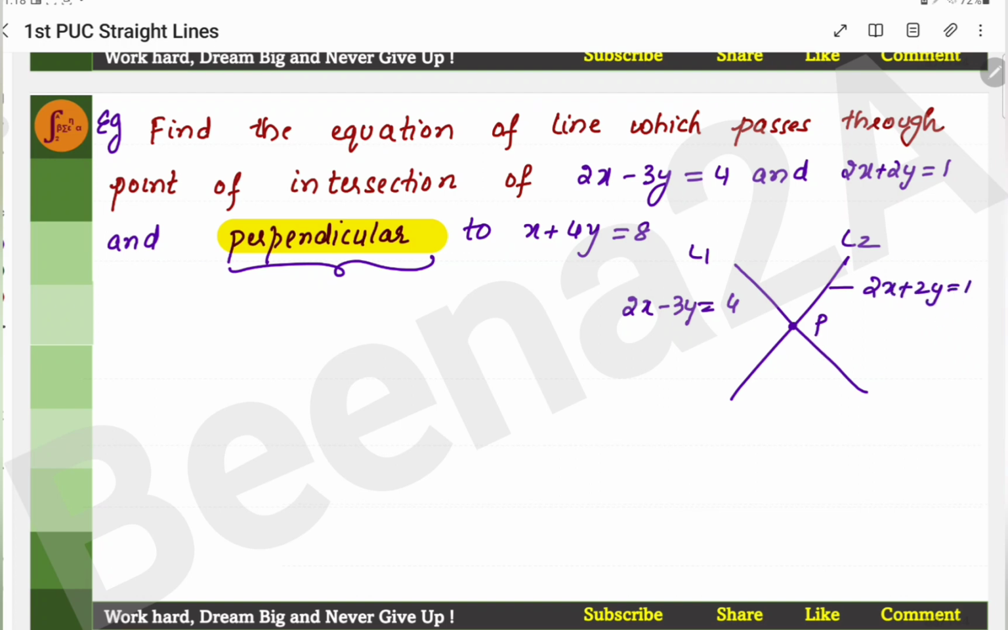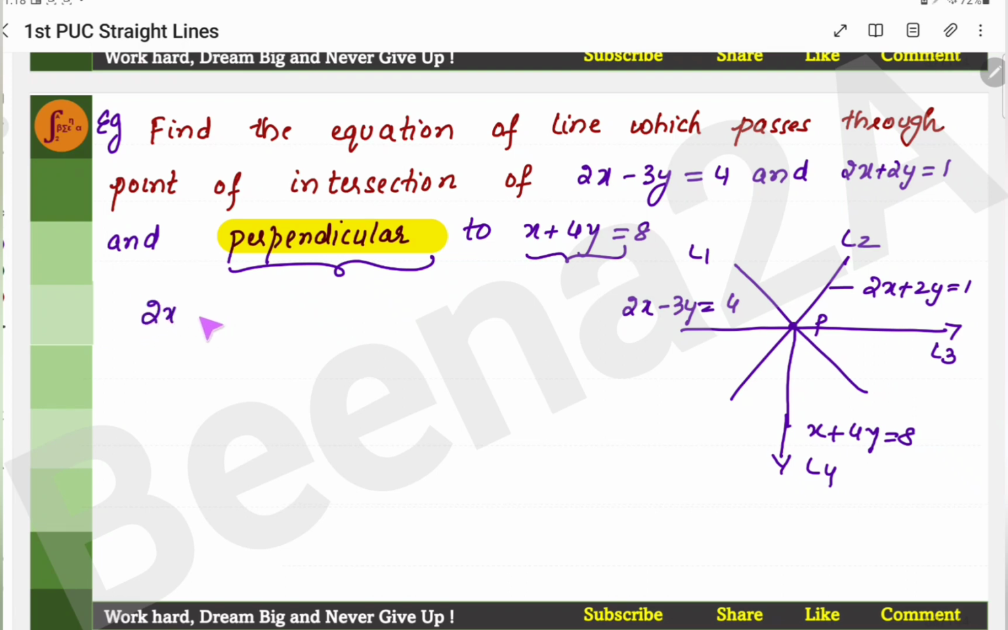You have to find the point of intersection. Now you have to find the equation of the line that passes through this particular point and it is perpendicular to another line, right? There is another line. This is L4 and this equation is x plus 4y is equal to 8. So you have to find the equation of L3. It passes through this particular point and is perpendicular to this L4. And the L4 equation is given here. So now what will we do? First we'll find the point of intersection.